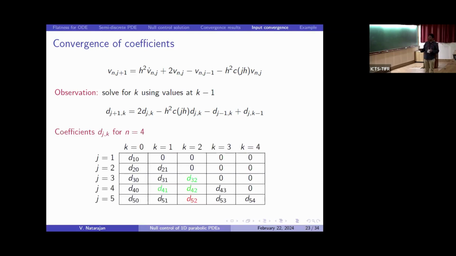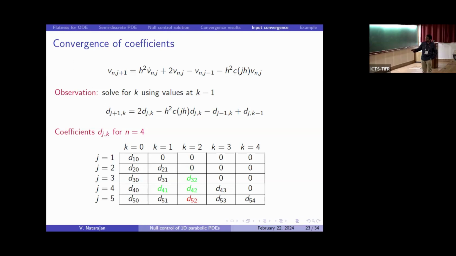Okay, so I can show this here in this table. Suppose I know everything at k equal to 0 and k equal to 1. Then I can compute D32 using the two numbers above it and the number here, D21. I can compute D42 using the two numbers above it and D31. And then I can compute D52 using the two numbers above it and D41. Okay, so I basically have to solve this discrete time system.